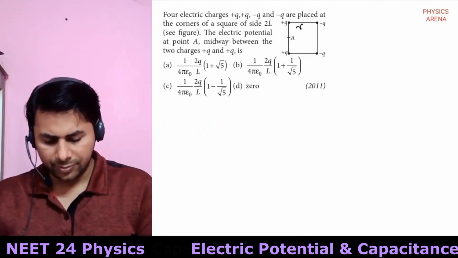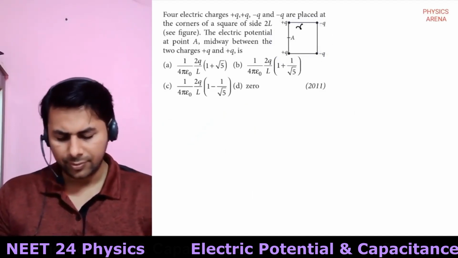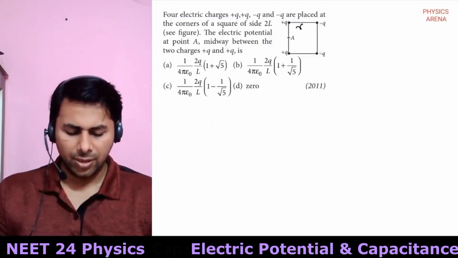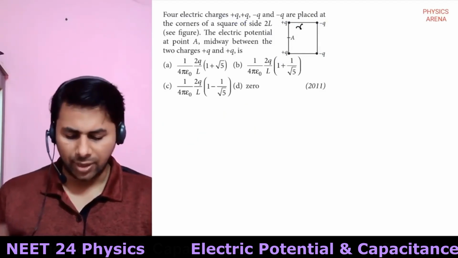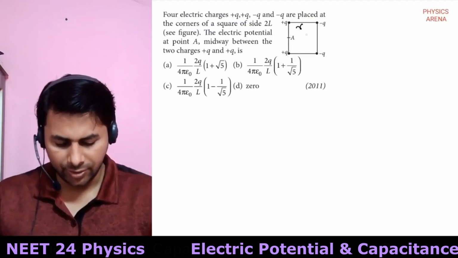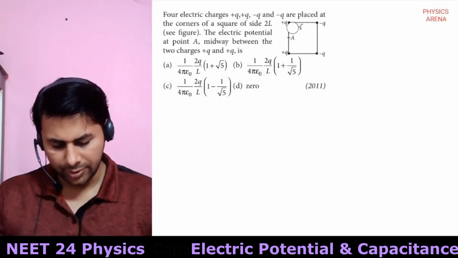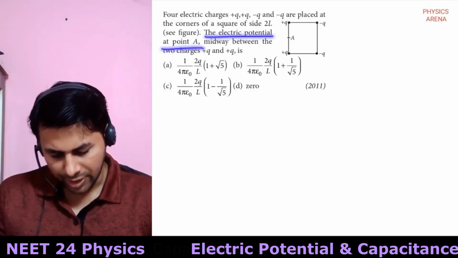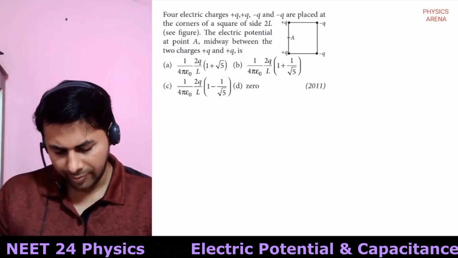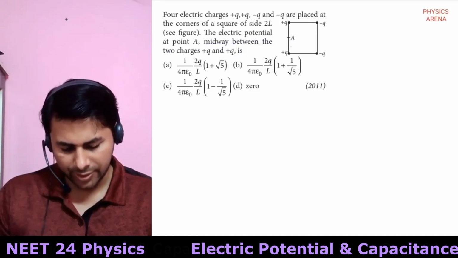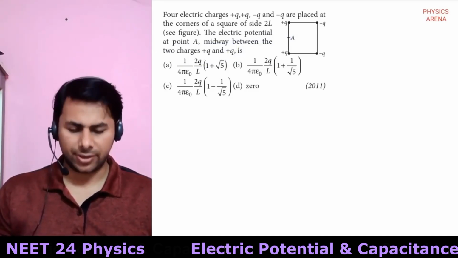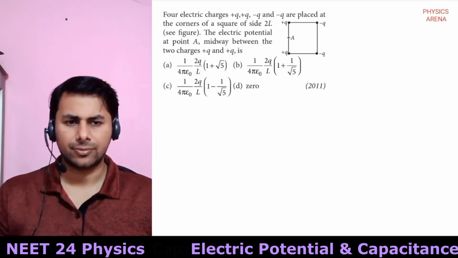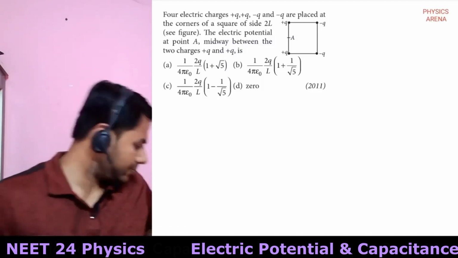Okay, so this is another simple problem. Let's see the next one, which looks similar. 4 charges plus q and minus q are placed at the corners of a square of side 2l. The side is 2l. Then the electric potential at A, midway between the two charges plus q and plus q, is, what is the electric potential here? This is the question. Okay, just a second.